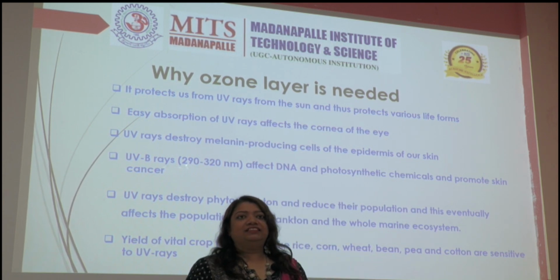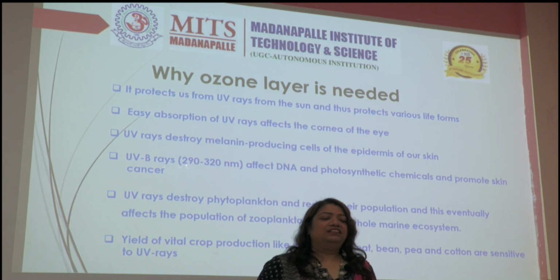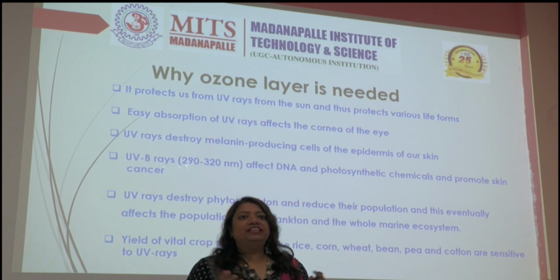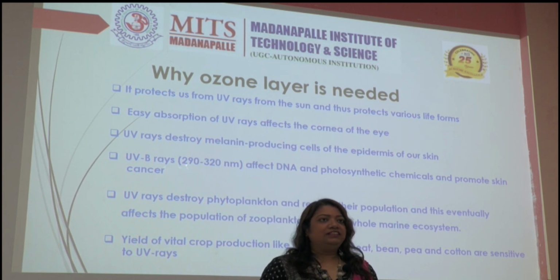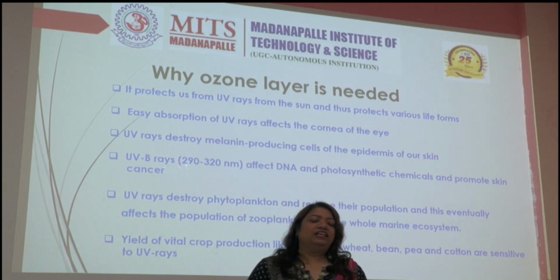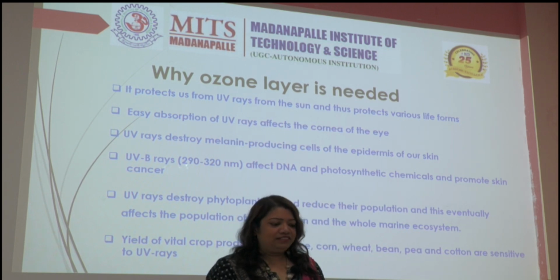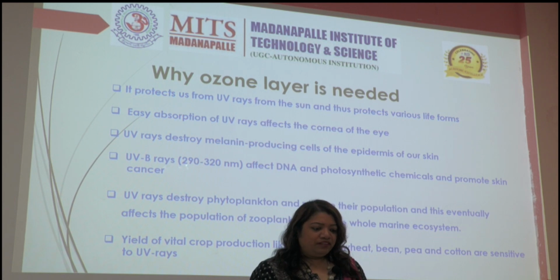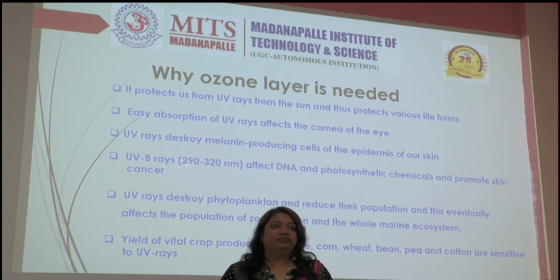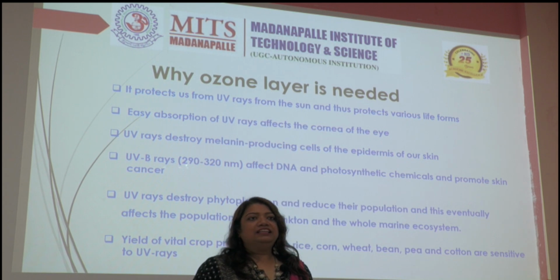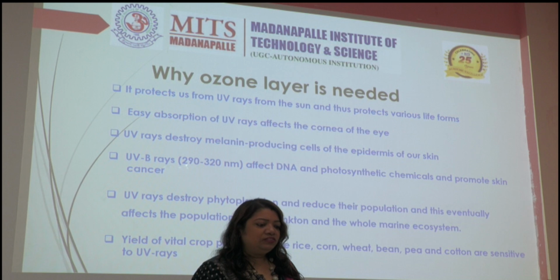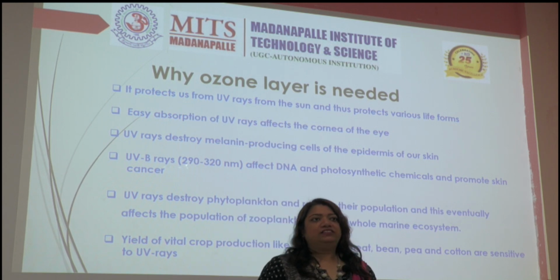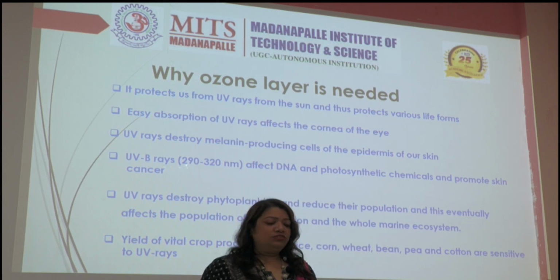Now, UV rays have an immense impact on marine life. What is that? UV rays will destroy our phytoplankton, and eventually our zooplankton will be affected when we are not getting this phytoplankton, and the whole marine ecosystem will be affected. And UV rays are also affecting vital crop production like rice, wheat, and maize. So that is why it is very important to protect our ozone layer.